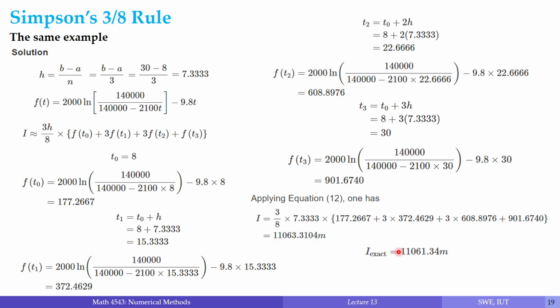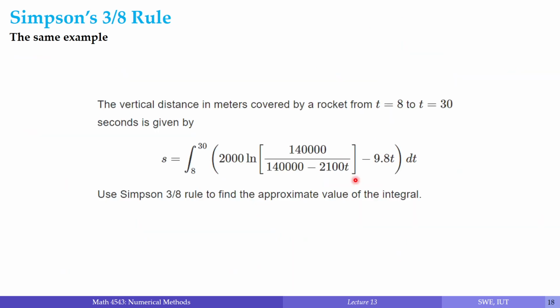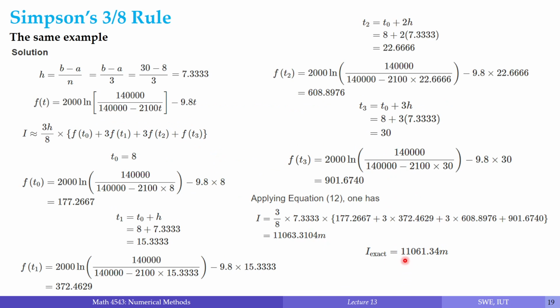Okay, so our actual value was, if we solve the whole integral analytically, an exact value of 11,061.34 meters, right? So what you can do is, we have already calculated the true error values and the absolute relative true error values ad nauseam, right? We have done it many times, so at this point you should be able to do it yourself.